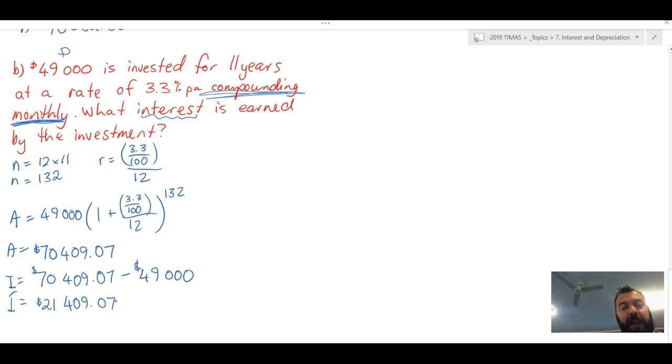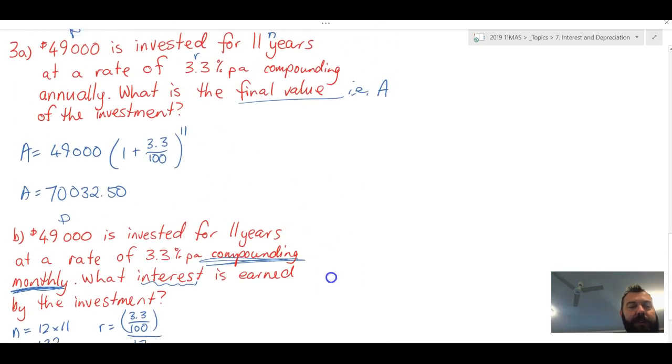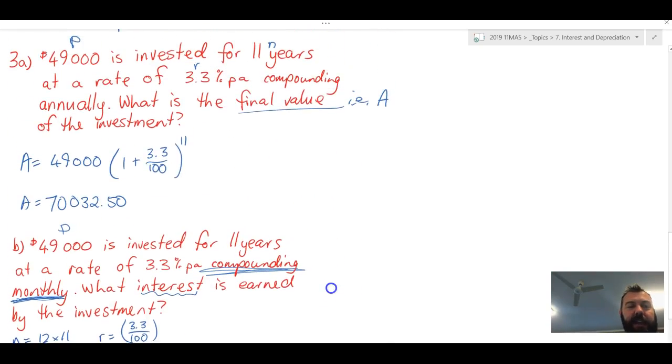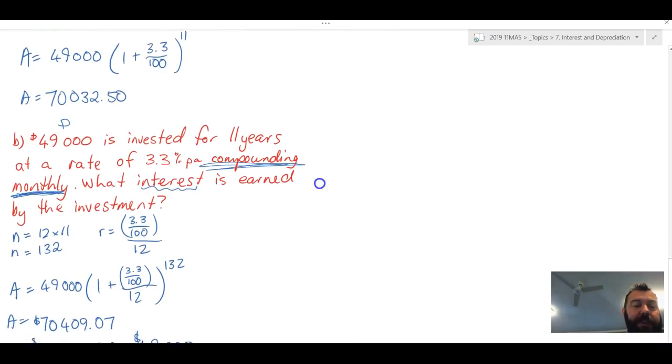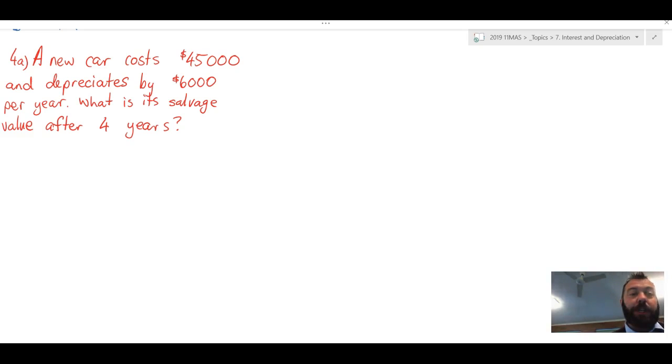Okay, so a fair bit more complicated. Look at the working for that first one, look at the working for the second one, read the questions, hardly any difference in the wording of those questions, and most of the figures are the same, but part B there is a much more complicated question. Okay, question 4A coming up. Question 4A, depreciation. We've got a new car, costs $45,000, depreciates by $6,000 per year. This is a very straightforward, straight line depreciation question.